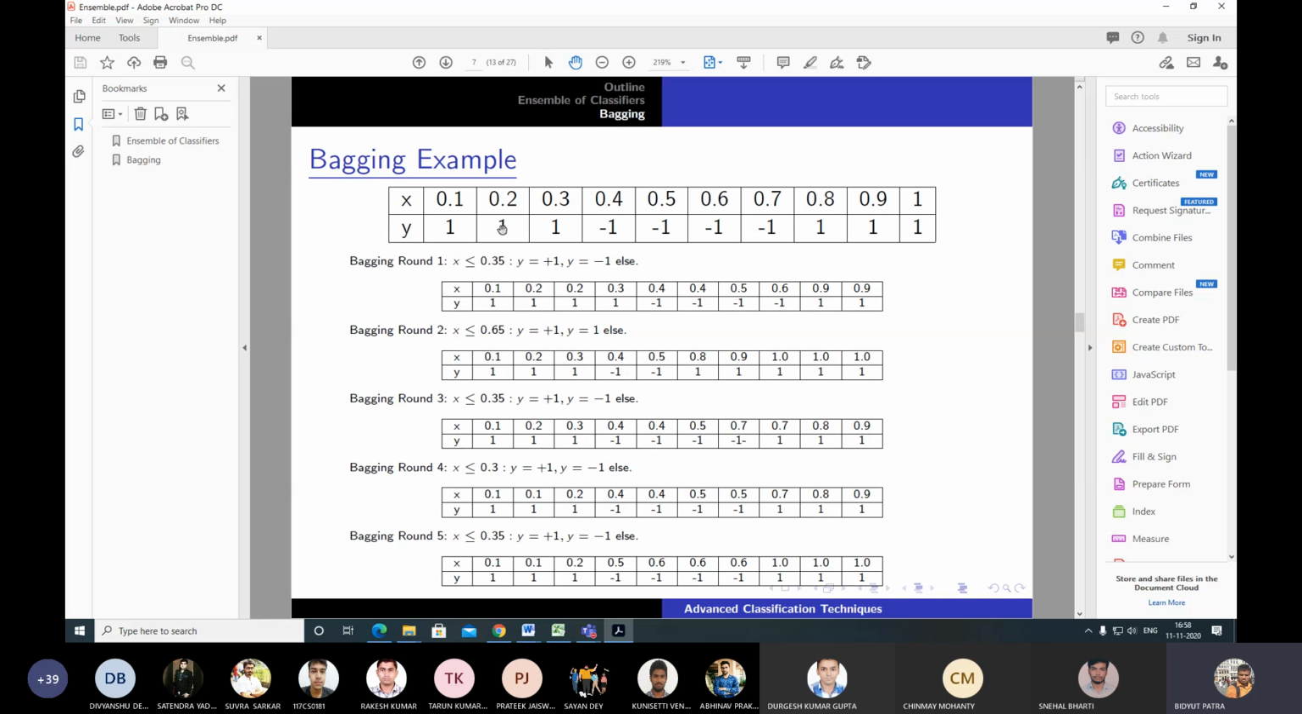See, essentially what we did, we have the training data set, we make a model. Now you throw this data set away and you keep the model. What is the model here? The model is x less than or equal to 0.35. Another model is x less than or equal to 0.65. Another model is x less than or equal to 0.35 is positive and otherwise it is negative class.